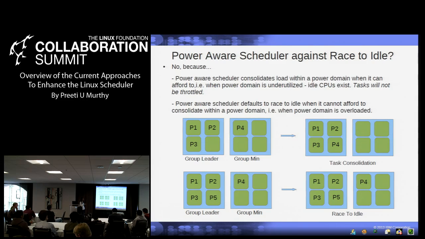So isn't the power aware scheduler trying to consolidate the load, not doing this? The answer is the power aware scheduler does race to idle within a power domain, that's the only difference. If the power domain gets overloaded, it will do a race to idle across power domains. So the concept of race to idle is not getting lost in the power aware scheduler. You only decide to do race to idle within certain domains, that's all. So nowhere are you throttling tasks.